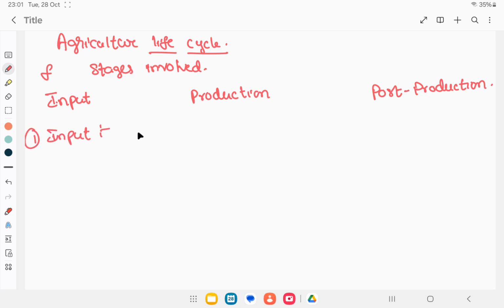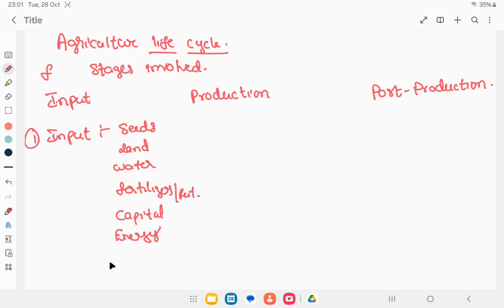What are the inputs that are required in agriculture? You need to have seeds, you need to have land, you need to have water and fertilizers, pesticides. Then you need to have capital, you need to have energy, that is electricity, and you need to have insurance, which is very much needed for agriculture.